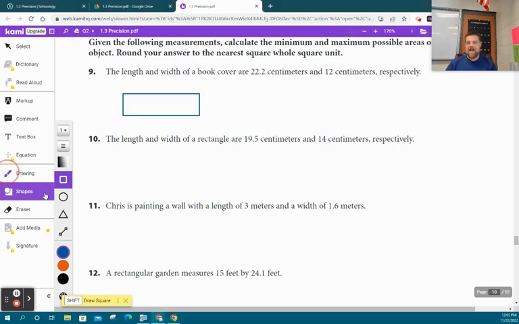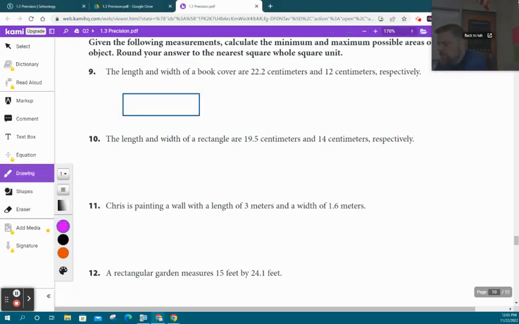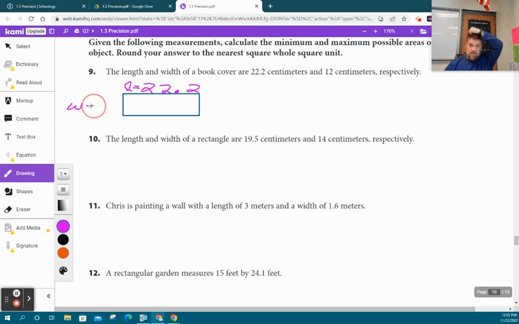So they want us to calculate the minimum and maximum areas. For that, what's the area of a rectangle? Can somebody tell me? Yeah. Well, you're answering the question, but it's the wrong question. The length is 22.2, and the width is 12. But how do we calculate the area? Well, the area is equal to the length times the width.